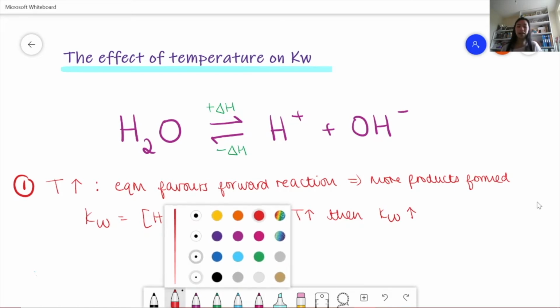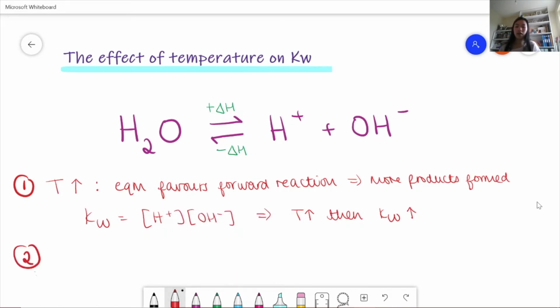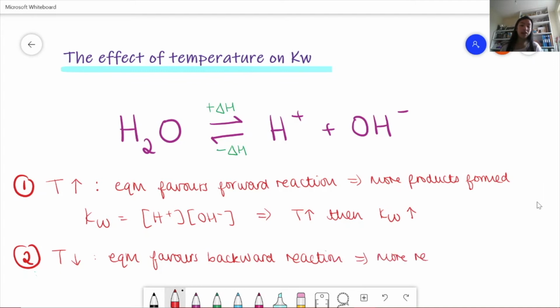And then secondly, if we decrease the temperature, the opposite will happen. When we decrease the temperature, the equilibrium favours the reaction that will increase the temperature. And so the equilibrium shifts to the left and favours the backward reaction. And so there are more of the reactant formed, so the water.